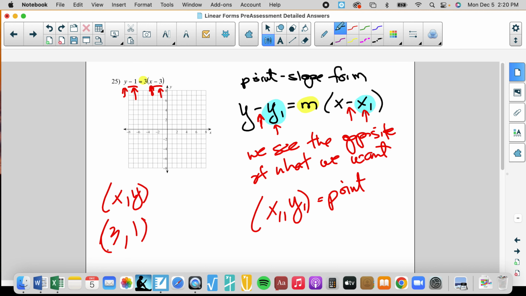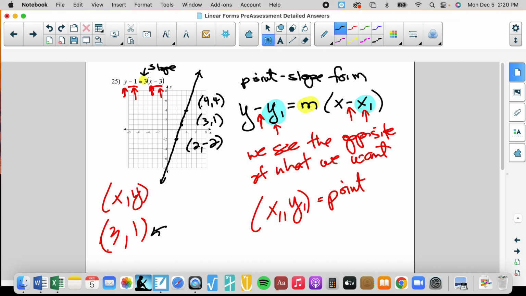So we're going to plot that point. That's going to be our 3, 1, which is here, and then we're going to use our slope. Our slope is 3, up 3, 1, 2, 3, right 1, or down 3, 1, 2, 3, left 1. My coordinates that I can use are 2, -2. We have 3, 1, which is our point. And then we have 4, 4.